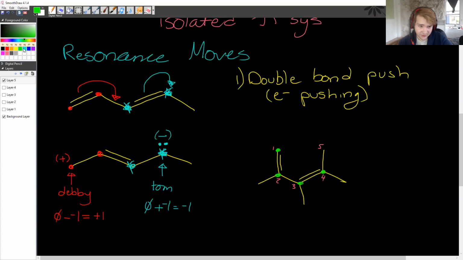Maybe I want to go away from carbon 1 and push it. Notice what I'm doing. I'm taking the bond that's in between 1 and 2 and pushing it between 2 and 3, and I'm taking the bond between 3 and 4 and pushing it onto 4.